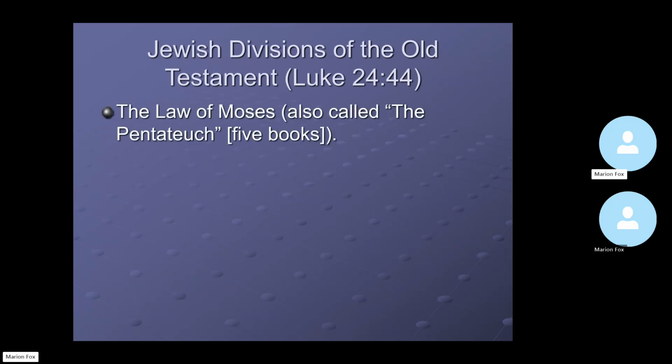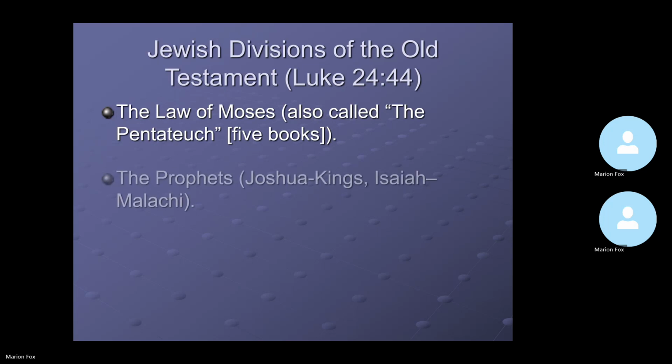Moses, also called the Pentateuch. Now, Penta is 5, and so it's the 5 books of Moses. We generally call it the 5 books of Moses, the Pentateuch, and that's a term that's used. Use this term because you'll read it in literature, but we just refer to the books of Moses as the Pentateuch.